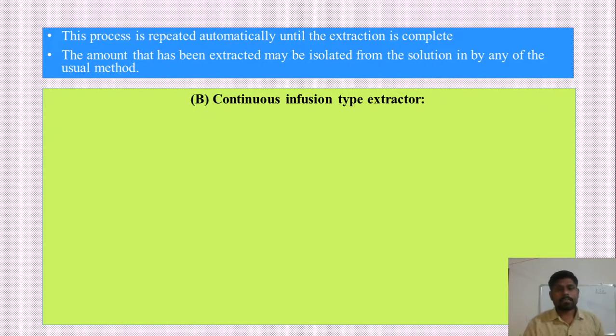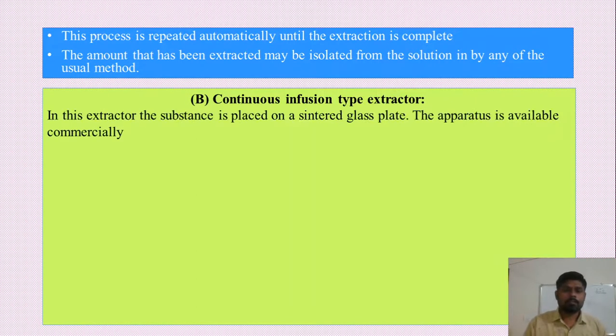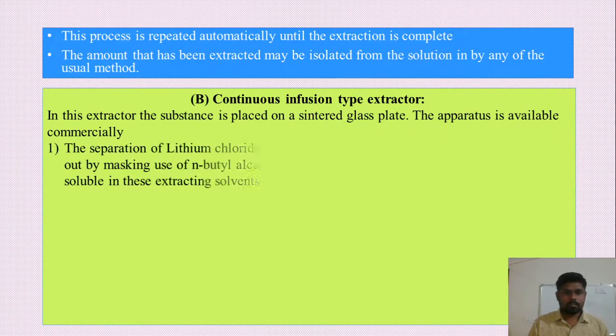Now B, that is a continuous infusion type extractor. In this extractor, the substance is placed on a sintered glass plate. That is also one kind of a membrane. You can also assume it like an asbestos sheet that is used for laboratory purposes. This apparatus is available commercially.